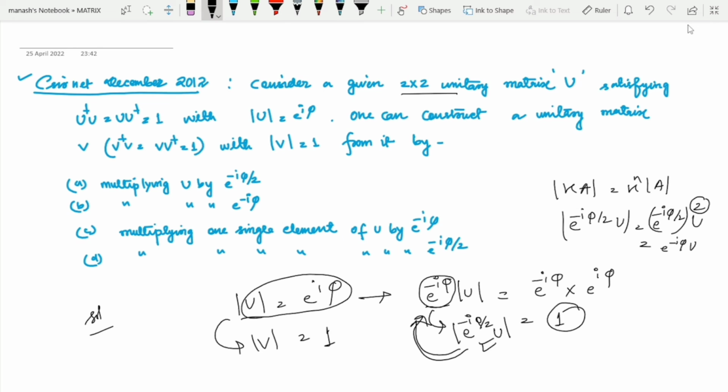So you see the right hand side is 1, and this is the form of V I can write, and it is equal to 1. So how am I getting V? I am getting V by multiplying U with minus i5 by 2. So see, this is the correct answer.